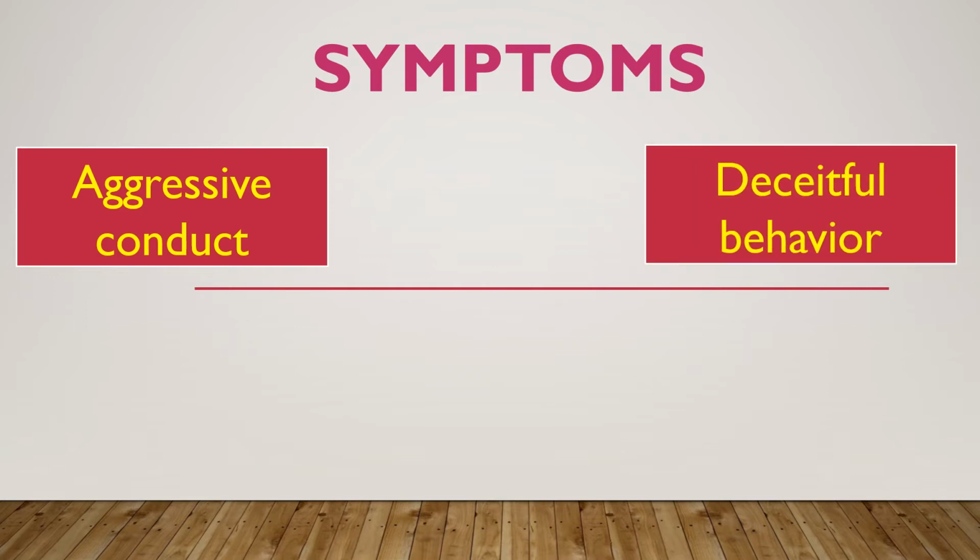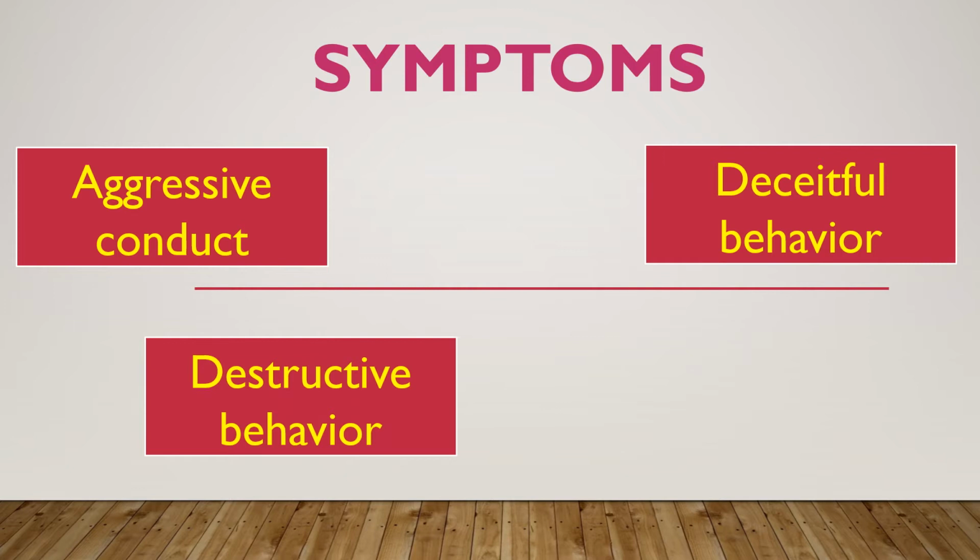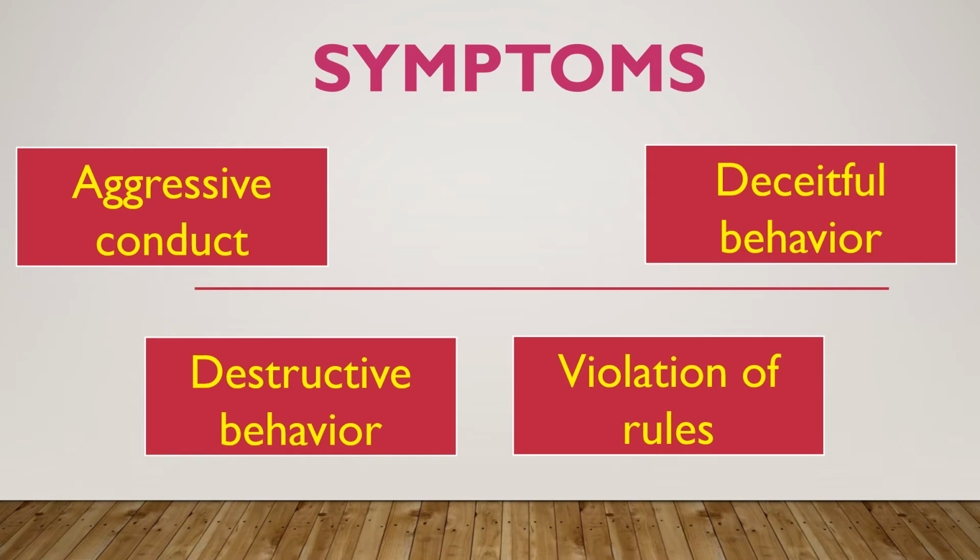Deceitful behavior may include lying, breaking and entering, stealing, and forgery. Destructive behavior includes arson, that is setting fire, and other intentional destruction of property. Violation of rules may include skipping school, running away from home, drug and alcohol use, sexual behavior at a very young age.